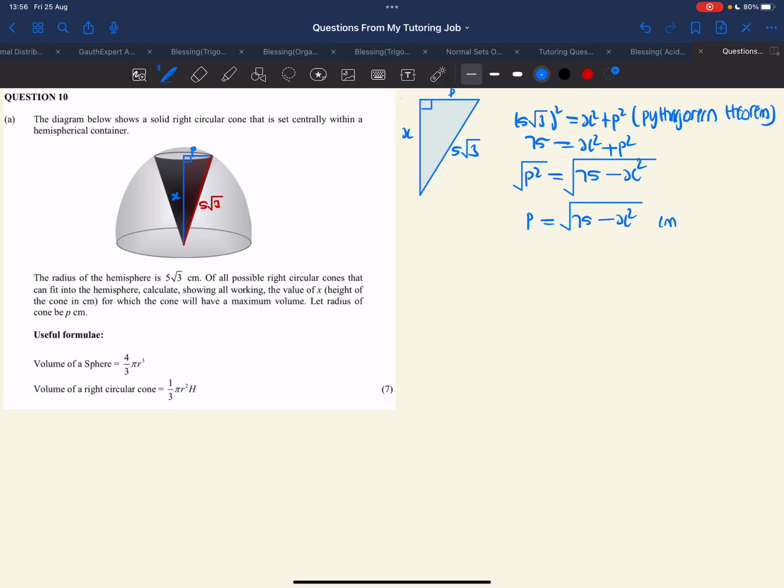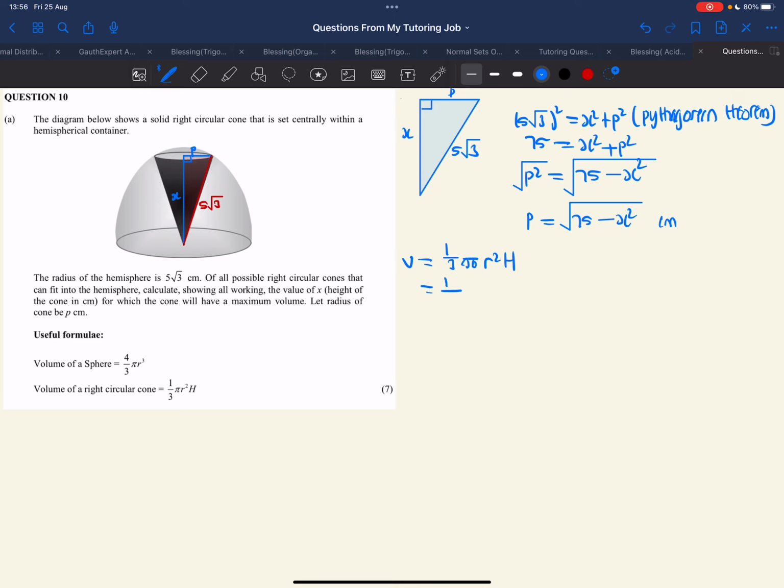Now what we're gonna do, remember we are told that the volume of the cone is given as 1 over 3 pi r squared multiplied by height. Now let's substitute all of this.